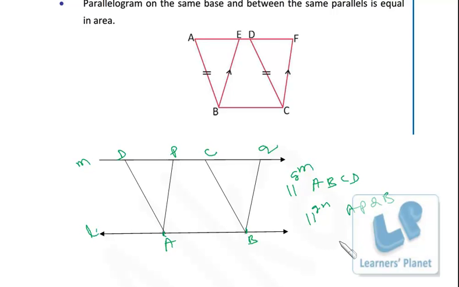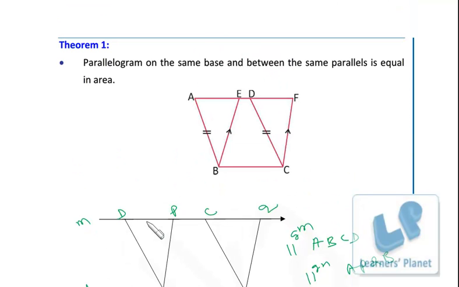What is the area of a parallelogram? That is base into altitude, right? So the base is the same in both cases, that is AB, and the altitude will also be the same because both of them are between the same parallels, right? So if both the things are the same, then the area will definitely be the same. Okay, so parallelograms on the same base and between the same parallels are equal in area.